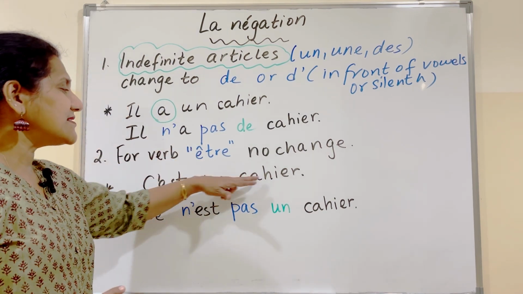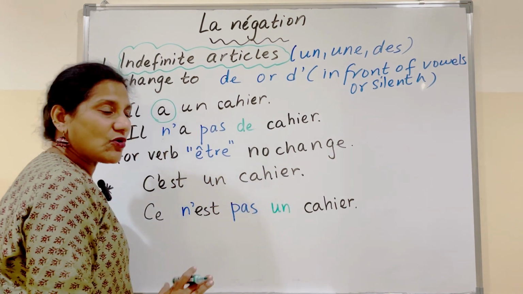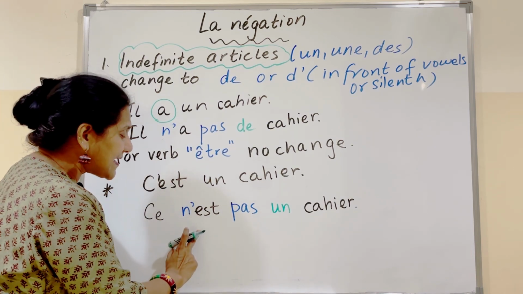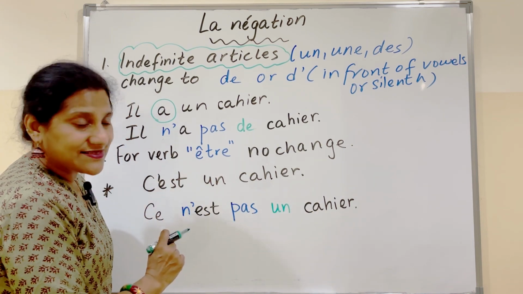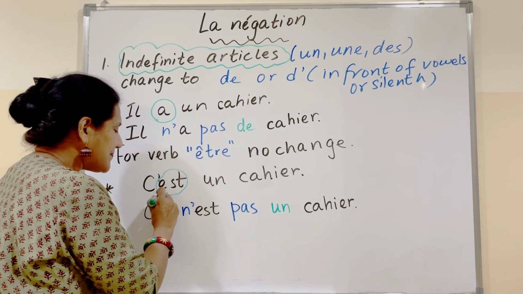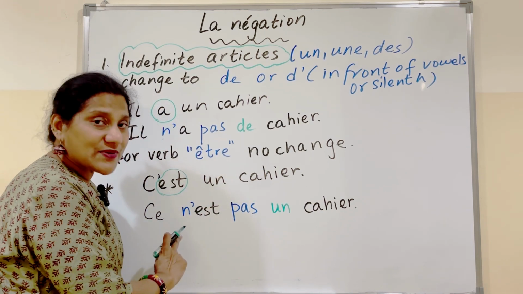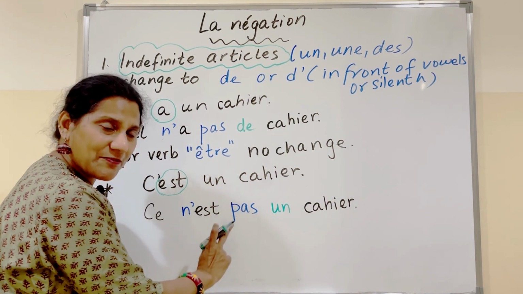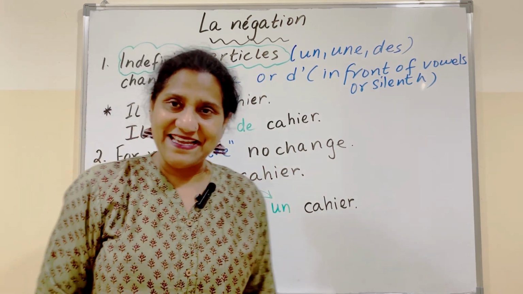Let's take the same example but changing it slightly. C'est un cahier. What is this? This is a notebook. We change this affirmative sentence to negative sentence. Ce n'est pas un cahier. The rule for negation remains the same. Ne before the verb. Identify the verb as est. Put ne before the verb and pas after the verb. This verb also begins with a vowel, so we need to use an apostrophe and pas after the verb, and then this indefinite article does not change.